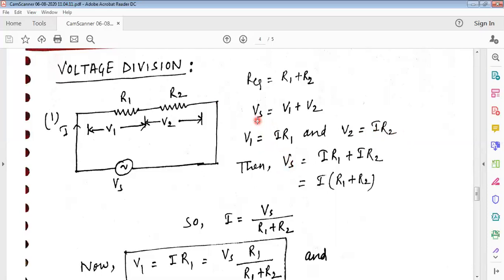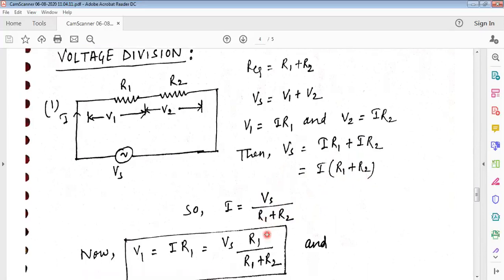So now let's see what will be the total resistance. Total voltage will be V1 plus V2. In place of V1, you can write I into R1. In place of V2, you can write I into R2. And here I is common, since this is a series circuit, and in a series circuit, current is common. So take current as common, inside R1 plus R2. Here you get Vs is equal to I into R1 plus R2. This is nothing but total voltage equal to total current multiplied by total resistance. From here you find the total current: total current will be total voltage divided by total resistance. Clear?